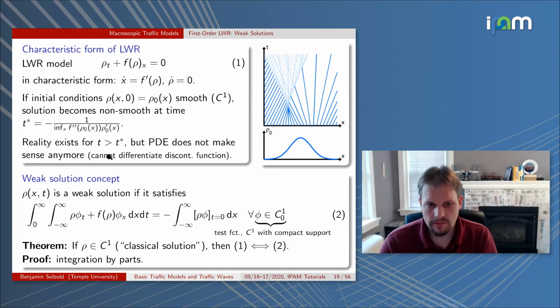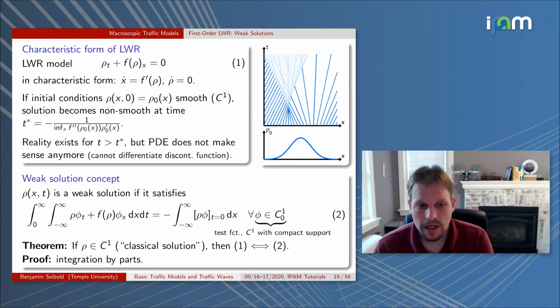In a nutshell, you take the differential equation, you multiply it by a test function phi that is compactly supported and smooth, so that you can differentiate it. Then you integrate over space and time, and use integration by parts to throw the derivatives onto the test function. Because the test function is differentiable, this formulation can now make sense also for rho that is discontinuous. And then you say, I call something a weak solution, like rho of x and t, if it satisfies this relationship for all possible test functions.